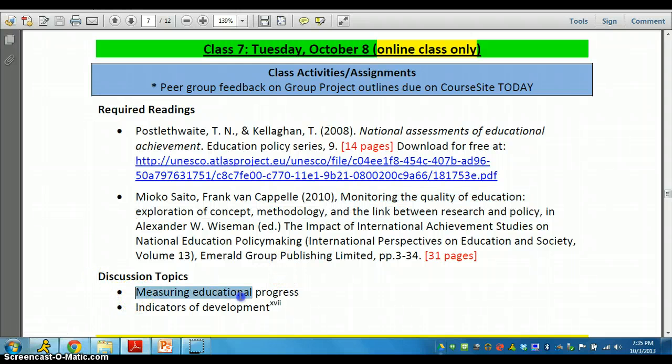We are broadly talking about ways to measure educational progress and indicators of development. And to do so, for this week, we're really talking about how to use national or international assessments of education.